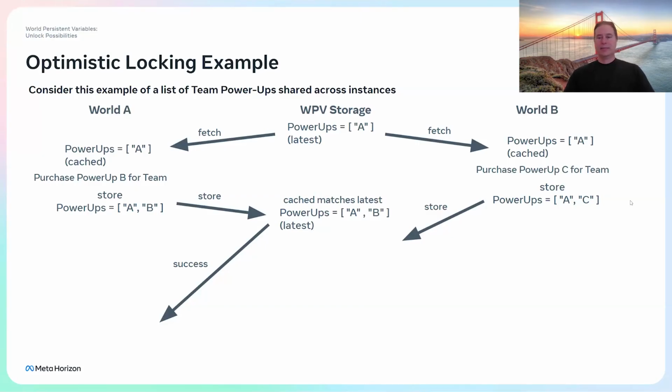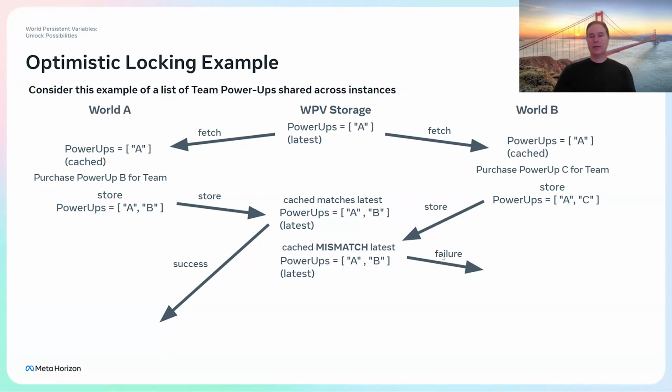A little bit later, this late-arriving A comma C power-ups arrives. So here it goes: okay, the latest is A comma B. Your cached version is A. Your cache does not match the latest, so no, we're not going to accept your thing. The power-ups is going to remain the current latest value, and we're going to send you a failure saying, nope, we didn't take your thing.